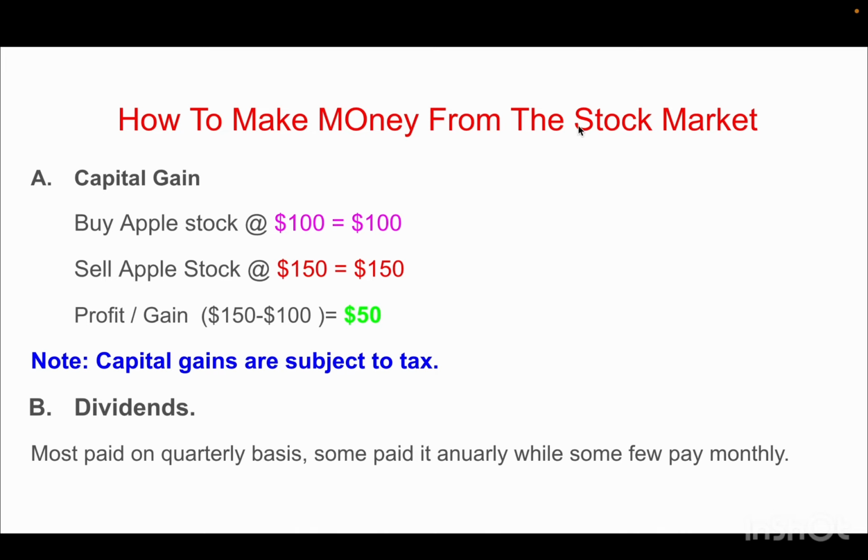How to make money in the stock market? A, you do the capital gain, and then dividend. So let's get to the capital gain. The capital gain is going to be the amount you get from profit. So let's say you buy Apple at $100, you sell the Apple stock at $150. So your profit is going to be $150, the amount you sell minus the amount you bought, so you get $50. And then don't forget the capital gains are subject to tax.